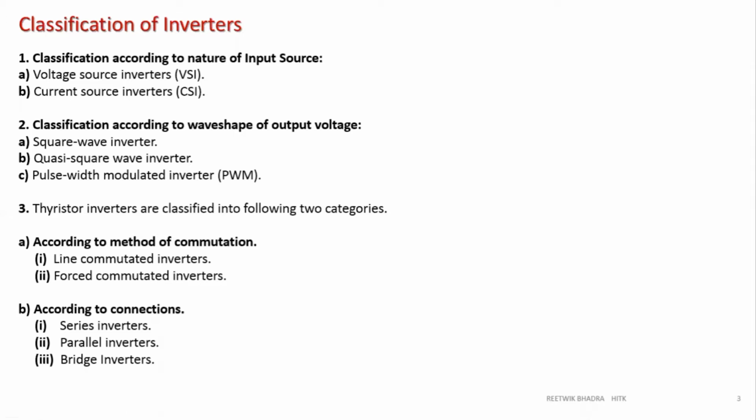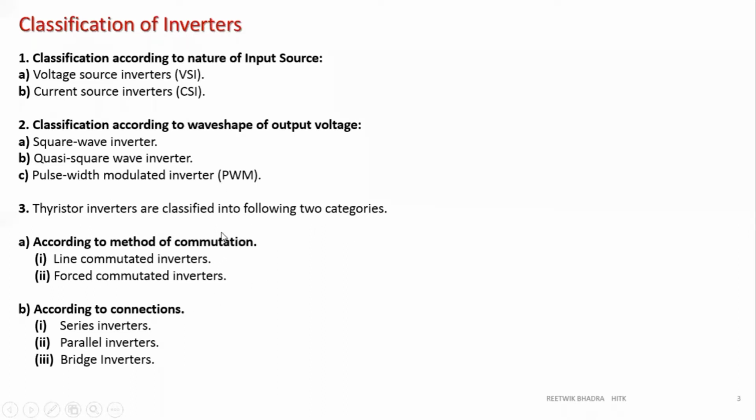Next, we can classify according to the wave shape of the output voltage. It can be a square wave inverter. We can have a pulse width modulated inverter. We can have a quasi square wave inverter. Mainly we will study square wave inverter and pulse width modulated inverter in our lectures.